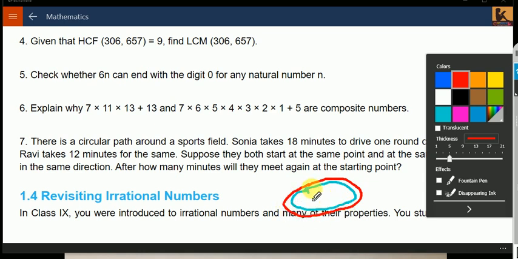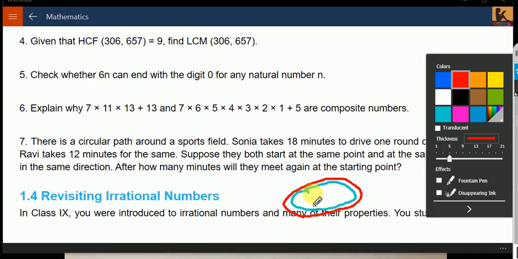So let's say the blue one started fast and completed one round in 12 minutes, that is Ravi, and he was somewhere over here, whereas after 18 minutes Sonia completed this round. By the time, Ravi has completed another half of his round. Then again, they keep on taking the rounds. Now how many rounds will Ravi take and Sonia take? So finally, they can meet together at the same point.